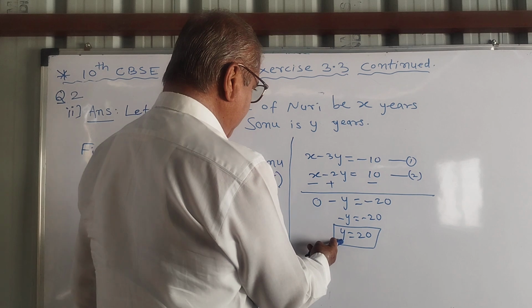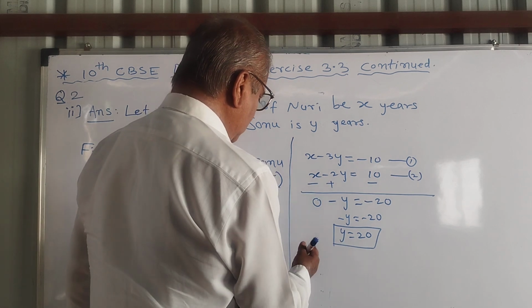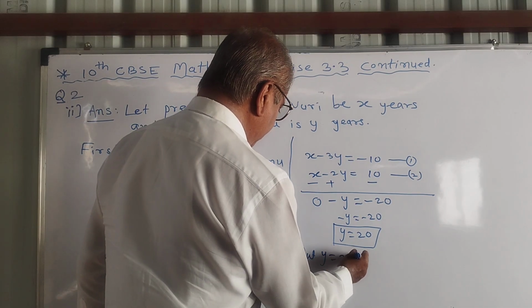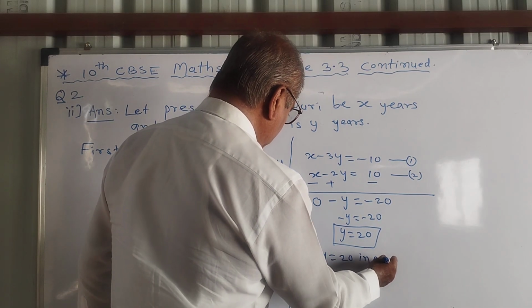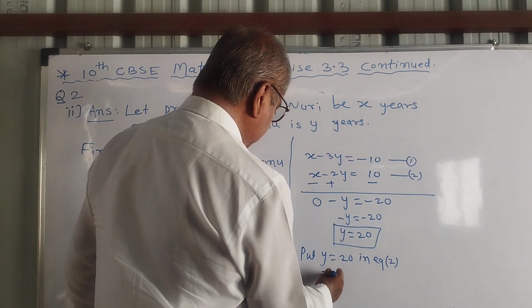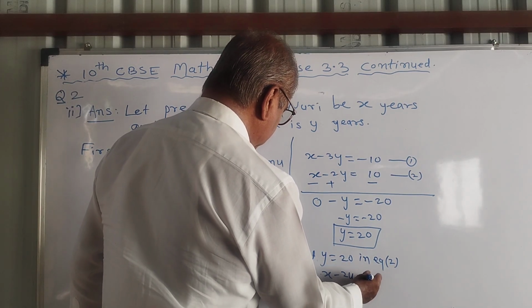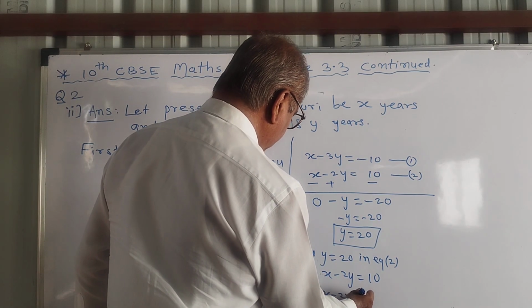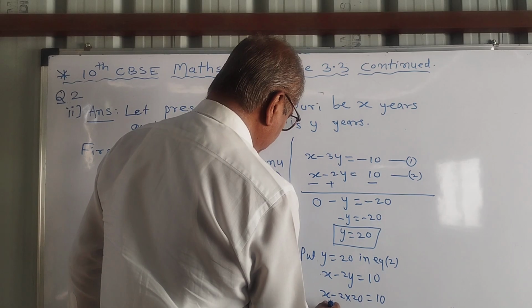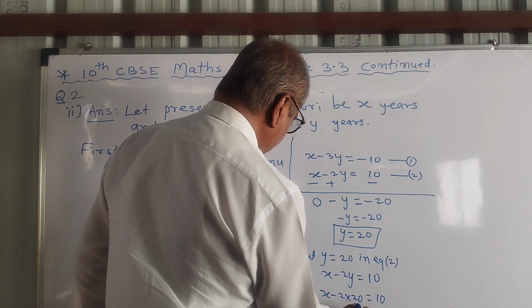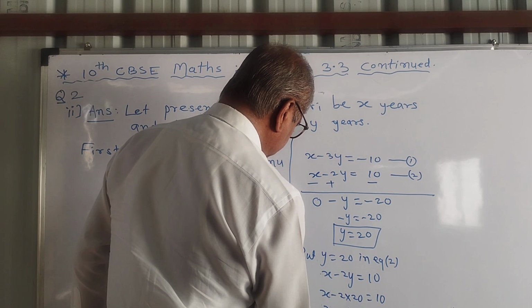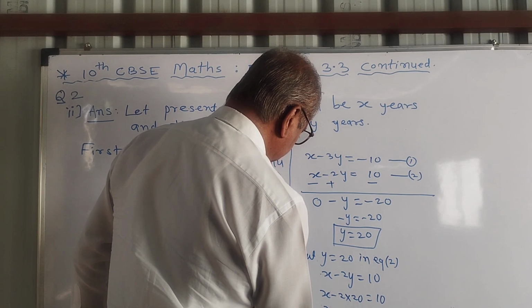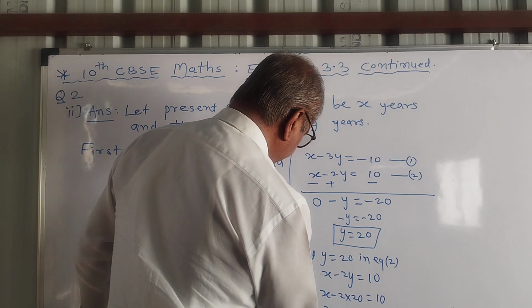Now put this y is equals to 20 in equation 2. X minus 2y is equals to 10. X minus 2 into 20 is equals to 10. So x minus 40 is equals to 10. So x is equals to 10 plus 40. So x is equals to 50.